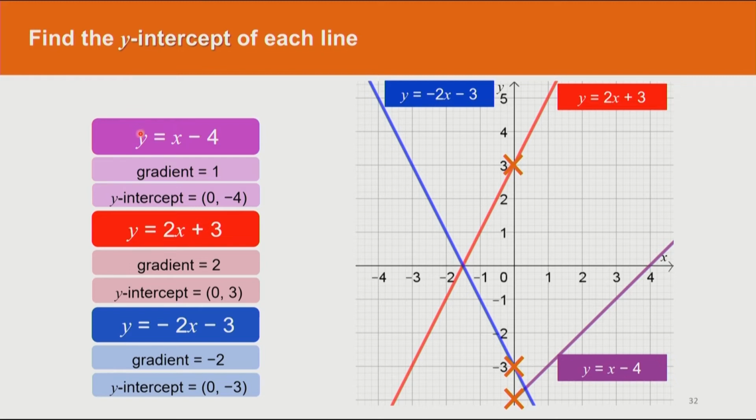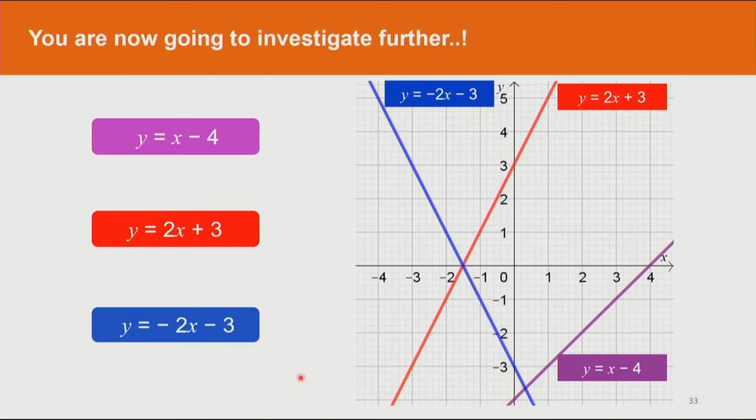so long as you make y the subject of the formula. So here, the value of c is just -4. Here it's just 3. Here it's just -3. So that can also help you. It is much easier. We are now going to investigate further.